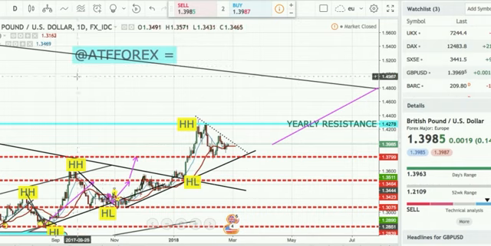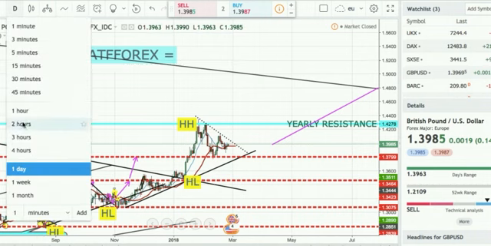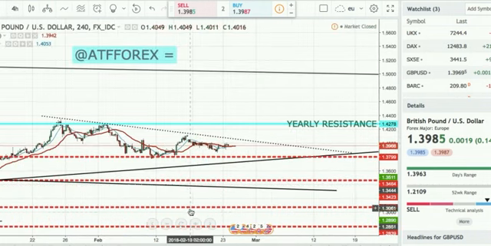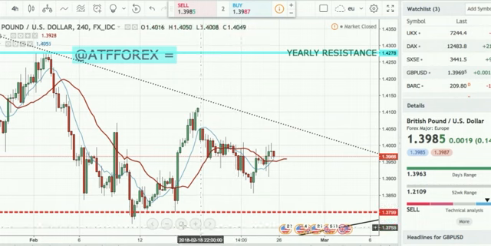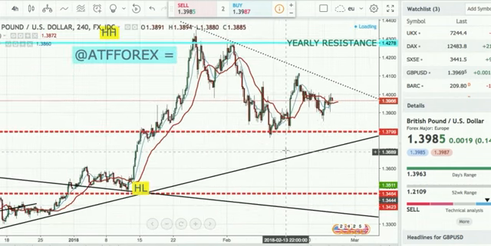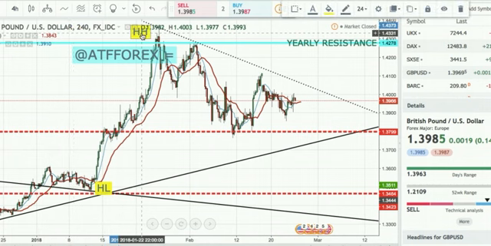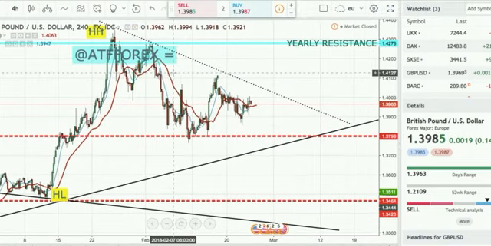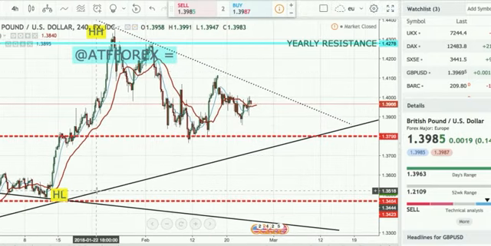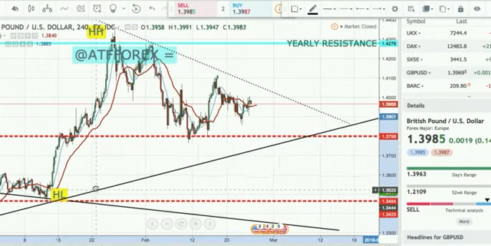Now, if I wanted to explain this pair, I'm going to just quickly go to the 4-hour. We can see here that we had a new high created towards the back end of January. Now we're retracing all the way back down to this historically bullish trend line that I'm just waving across right here.